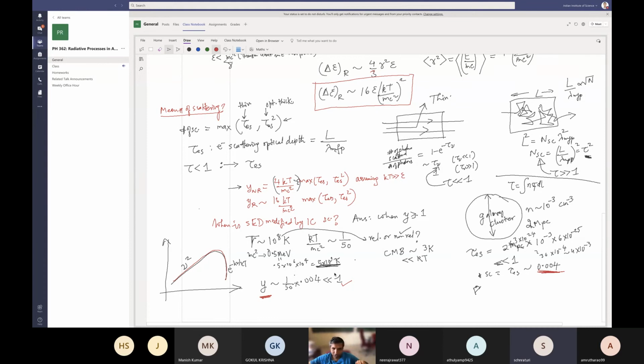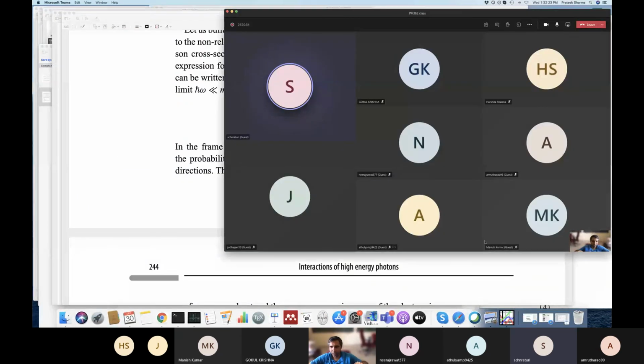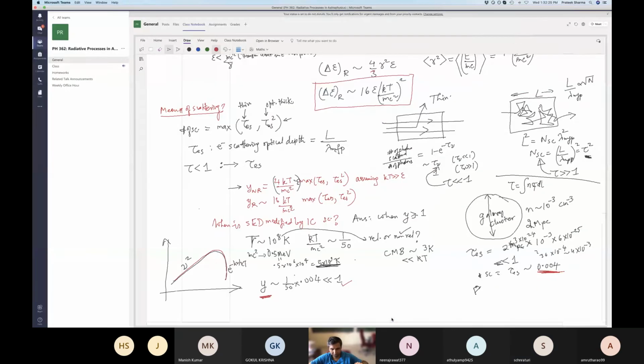So, although this is small, yes. Hello. We have tau less than 1. Yeah, sorry, we have tau less than 1. Yes. And so then what, sir? I'm not able to get it. Maybe some network issue. What are you not able to get? Can you please ask specifically? Why is tau less than 1?